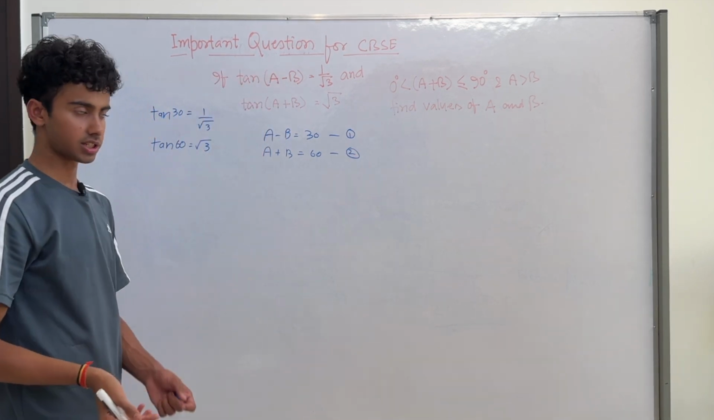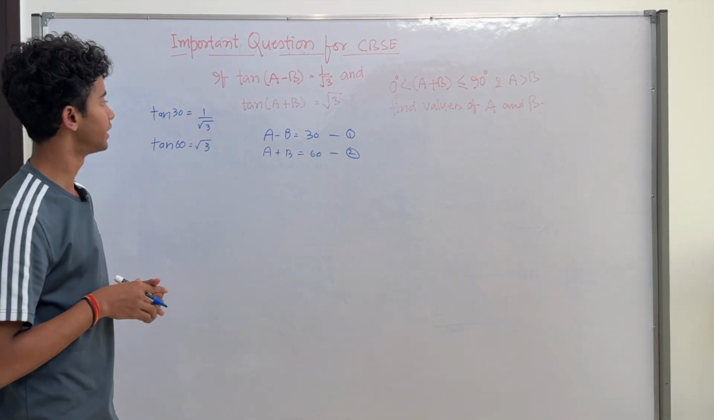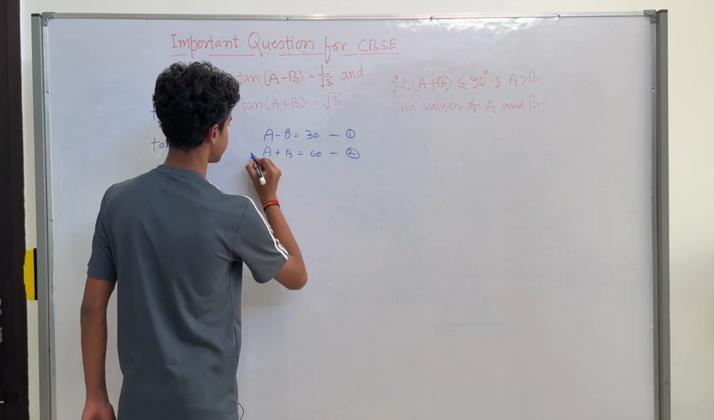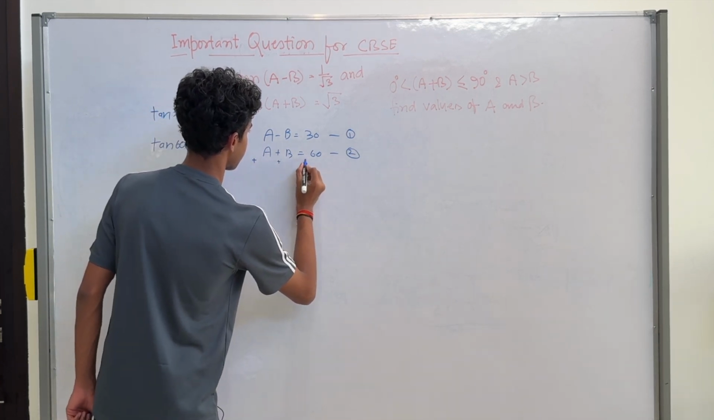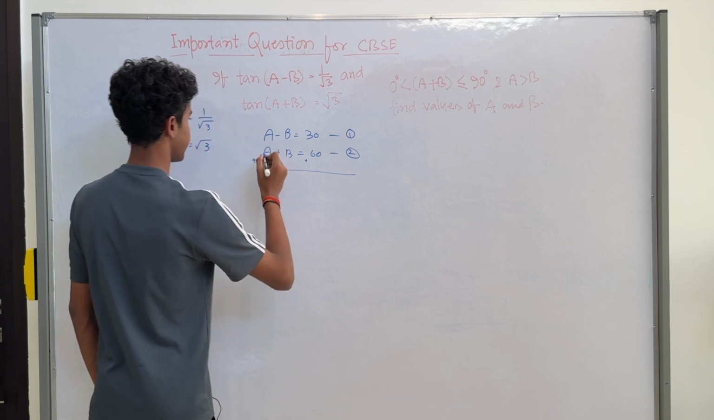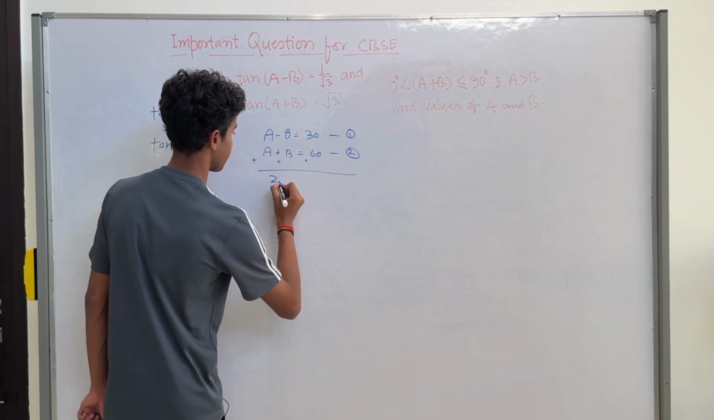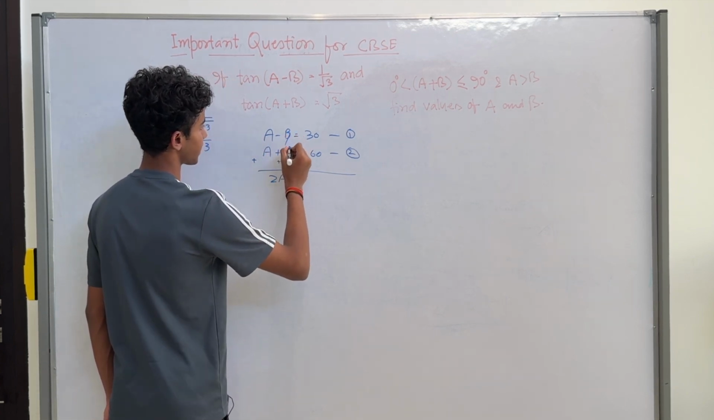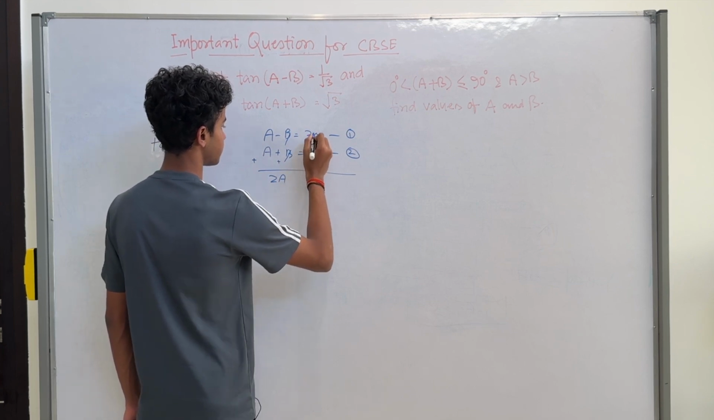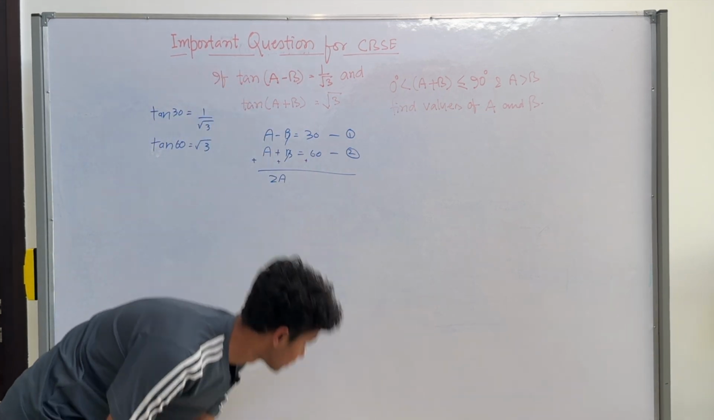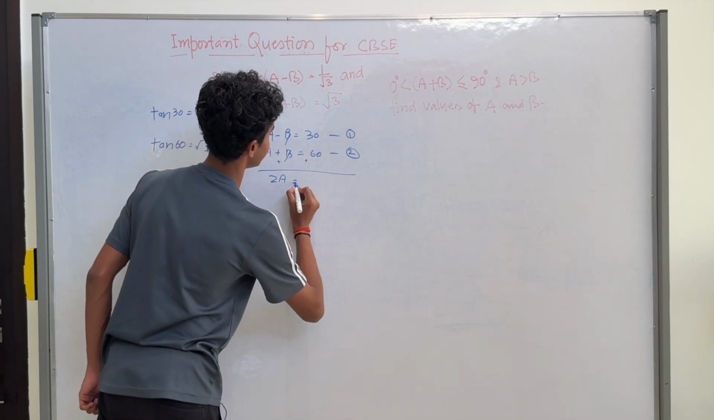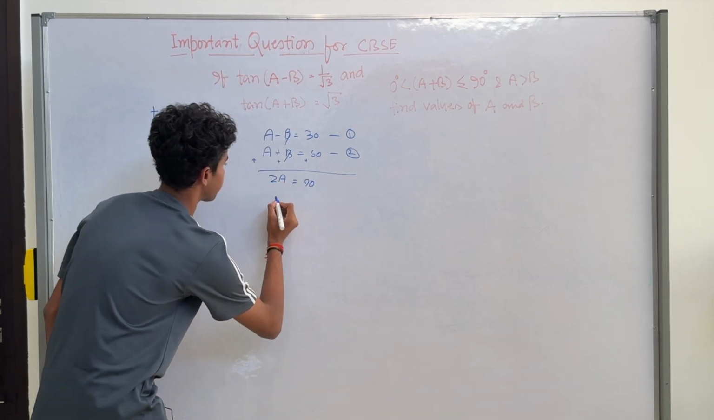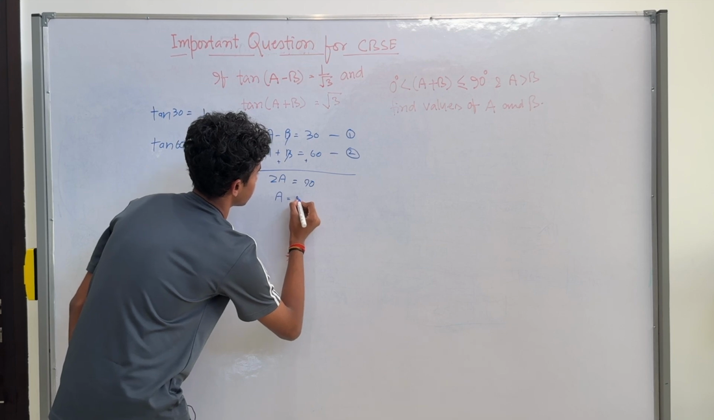Now we solve it just like how we solve simultaneous linear equations. Let's add both the equations. So you get 2A, B gets cancelled, then 60 plus 30, oops, we get 90. Then A, we get it as 45.